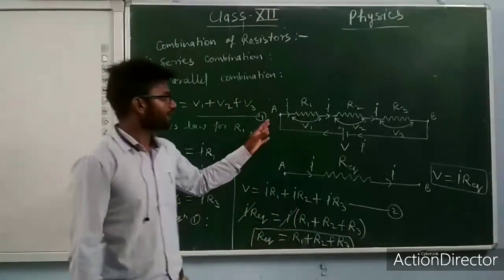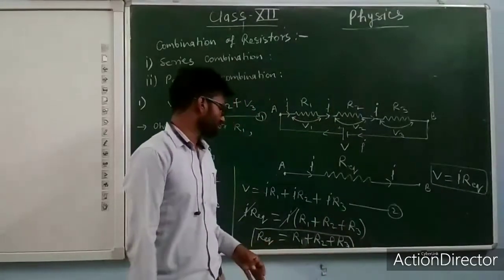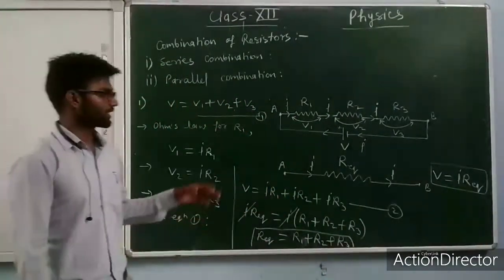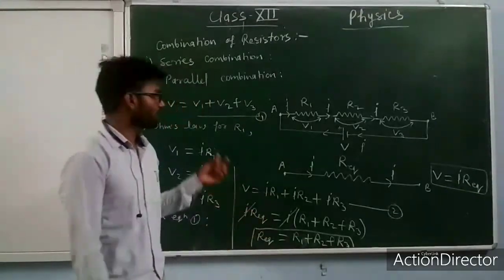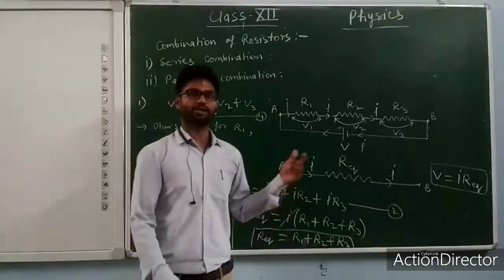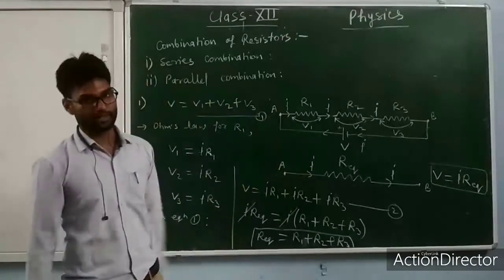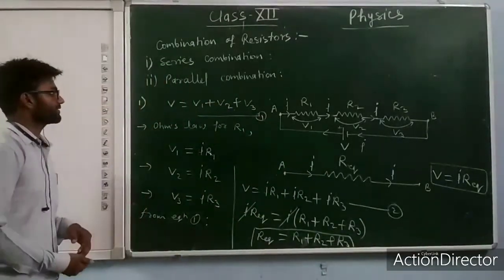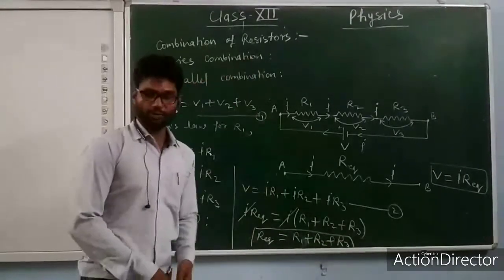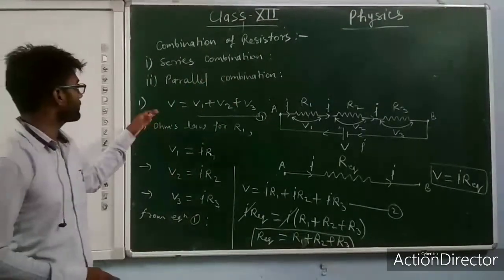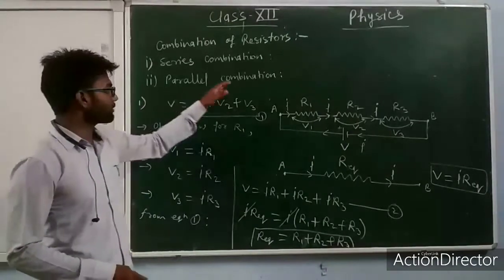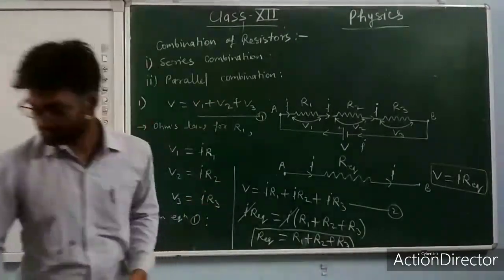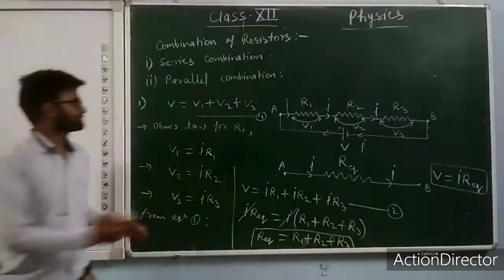If there are n resistors connected in series having resistances R1, R2, R3 up to Rn, so the equivalent resistance will be R equivalent equal to R1 plus R2 plus R3 up to Rn, right? So like this we can find out the equivalent resistance for the series combination. Now next we'll talk about the parallel combination, equivalent resistance for the parallel combination, right? So let us see.